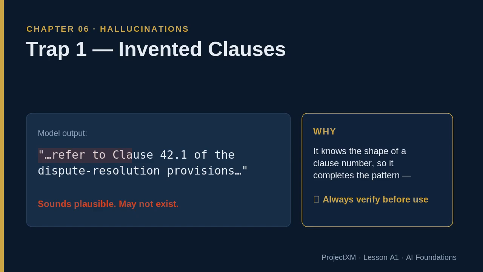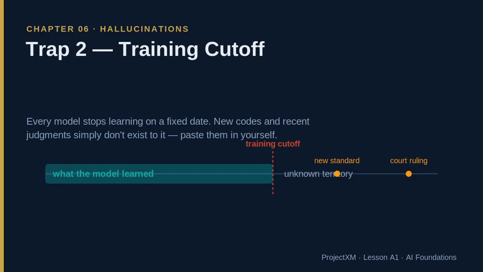Okay, trap number 2. The training cutoff date. Training these foundation models costs hundreds of millions of dollars, so they only do it periodically. Every model stopped learning the internet on a specific day.